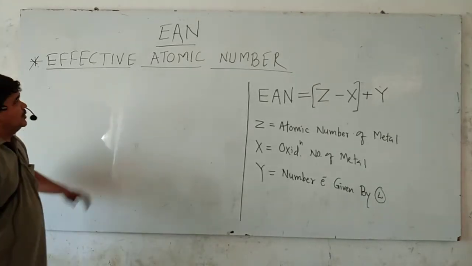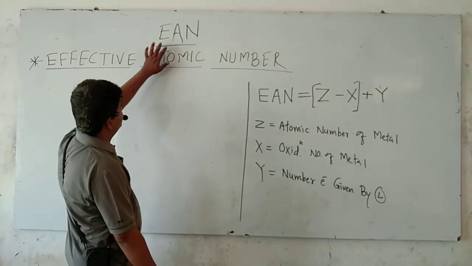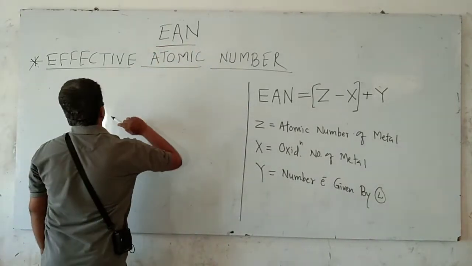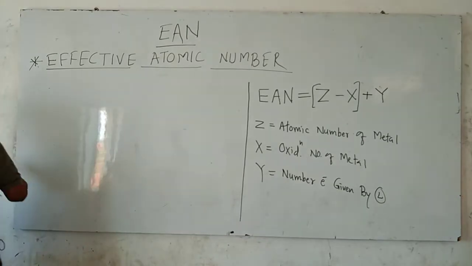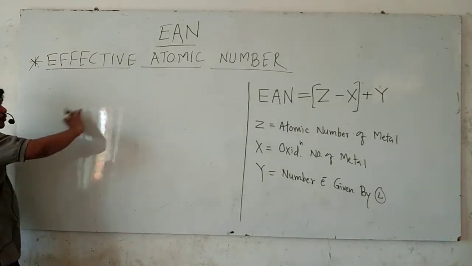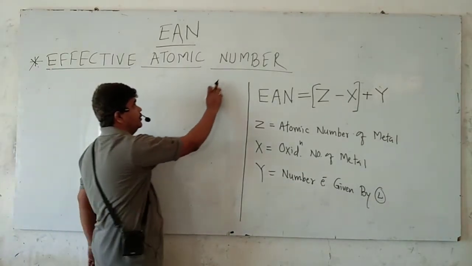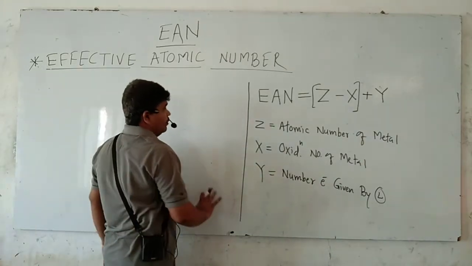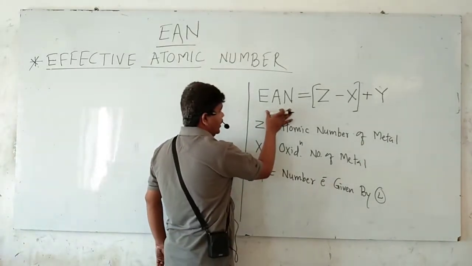Hello students, today's topic of discussion is EAN. So what is EAN? EAN is nothing but effective atomic number. E stands for effective, A stands for atomic and N stands for number. Effective atomic number, EAN. So how to calculate EAN?